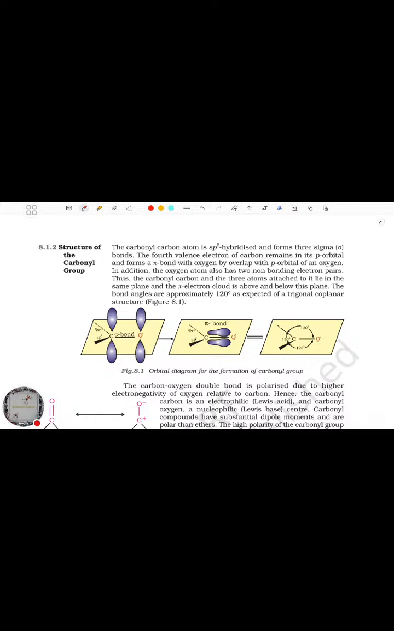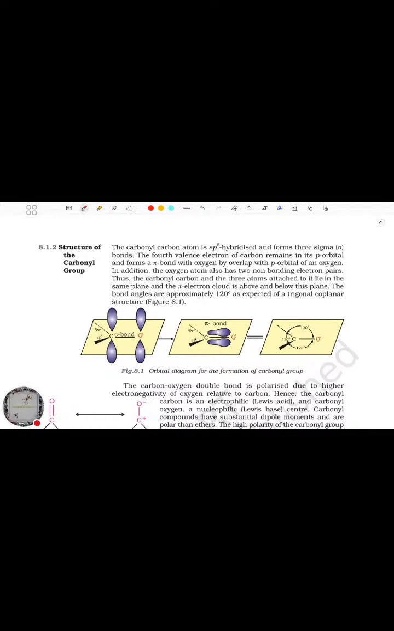Okay, so there are basically 4 valence electrons in which the carbonyl carbon atom is sp2 hybridized and forms 3 sigma bonds, and the fourth valence electron of the carbon remains in its p orbital and forms a pi bond with oxygen by overlap with the p orbital of an oxygen. In addition, the oxygen atom also has two non-bonding electron pairs.